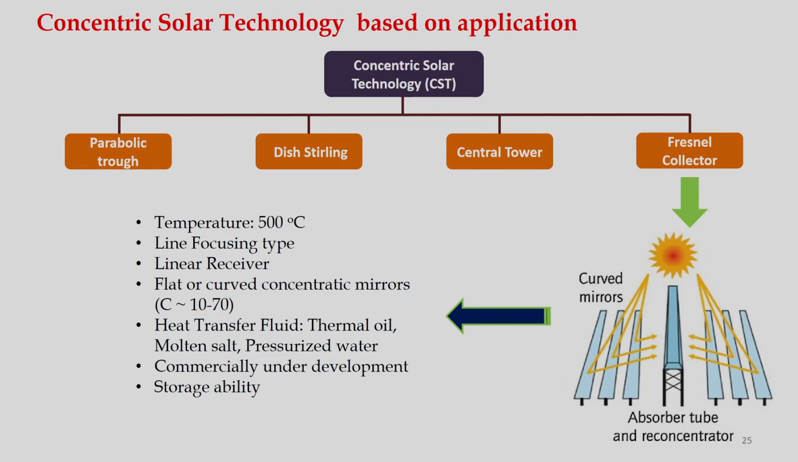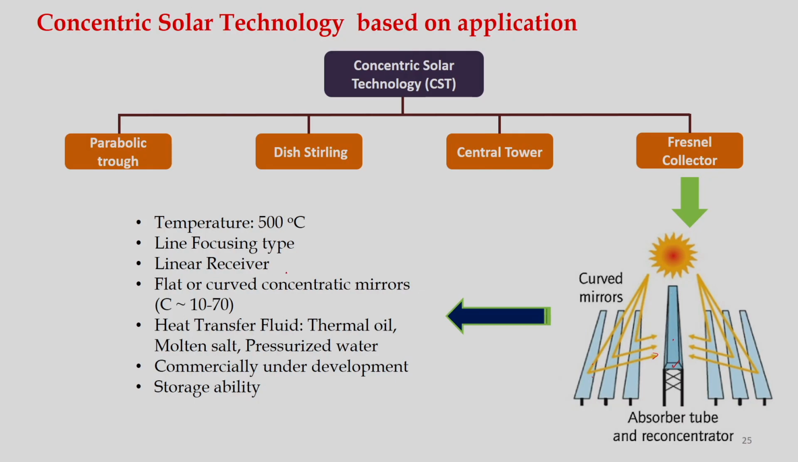And let us discuss the last technology called Fresnel collector. Okay. So, as you can see, these are the curved mirrors and the receiver is here. Solar radiation is received here and is reflected to the receiver. Okay. So, here the temperature can go up to 500 degrees Celsius, and it is a line focusing system. Okay. It is a line, not a point, it is a line.